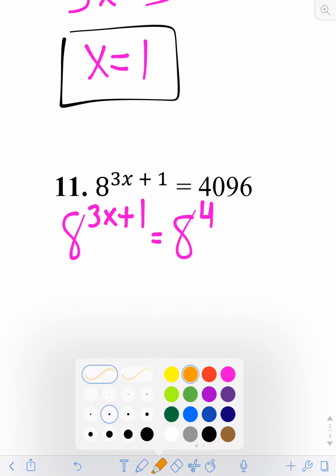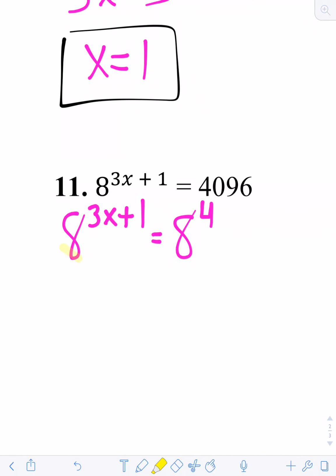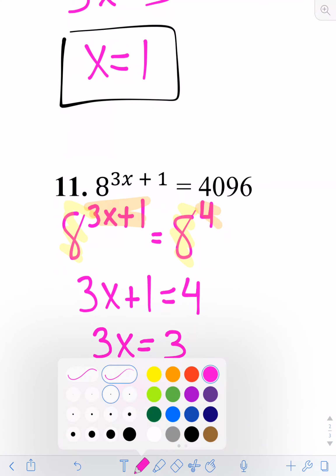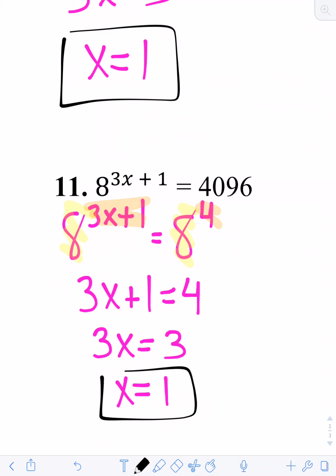Okay, so again, my bases are the same. So the base is the same, so that tells me that my exponents are going to be equal to each other. So I can rewrite this: 3x plus 1 is equal to 4, and just solve for x. So subtract 1 from both sides, you get 3. Divide both sides by 3, you get 1. So x is equal to 1.